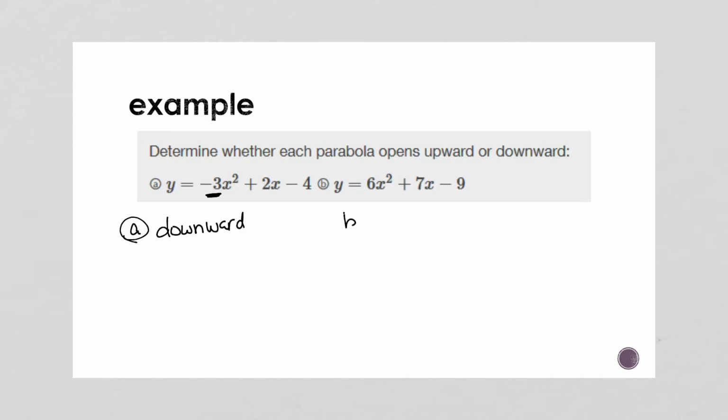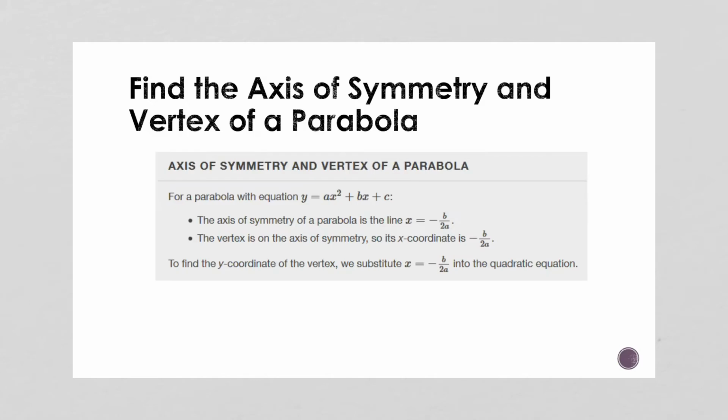On part B, looking at this number that's in front of the x squared, it's positive, so it will open upward. One of my favorite things about quadratics is that there is something called an axis of symmetry. I know that it sounds like a difficult concept, but it actually isn't. It is the thing that makes your life 50% easier whenever you're graphing these things.